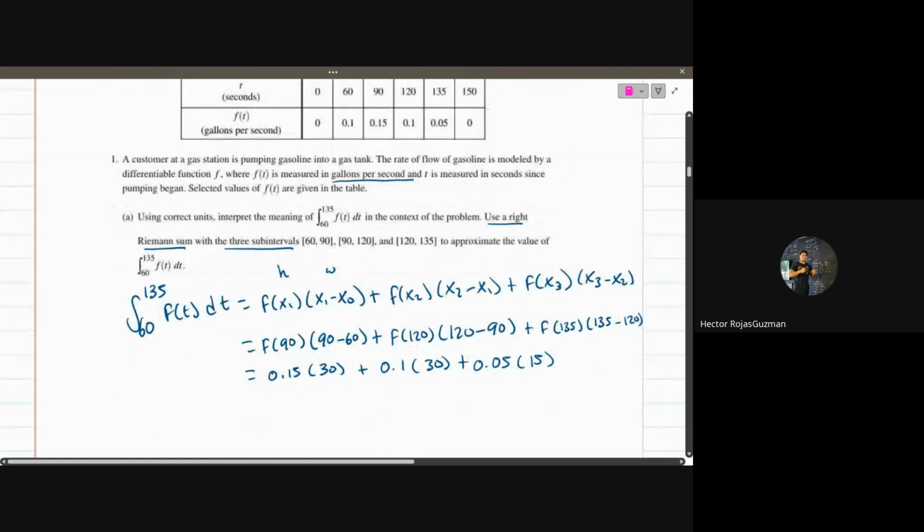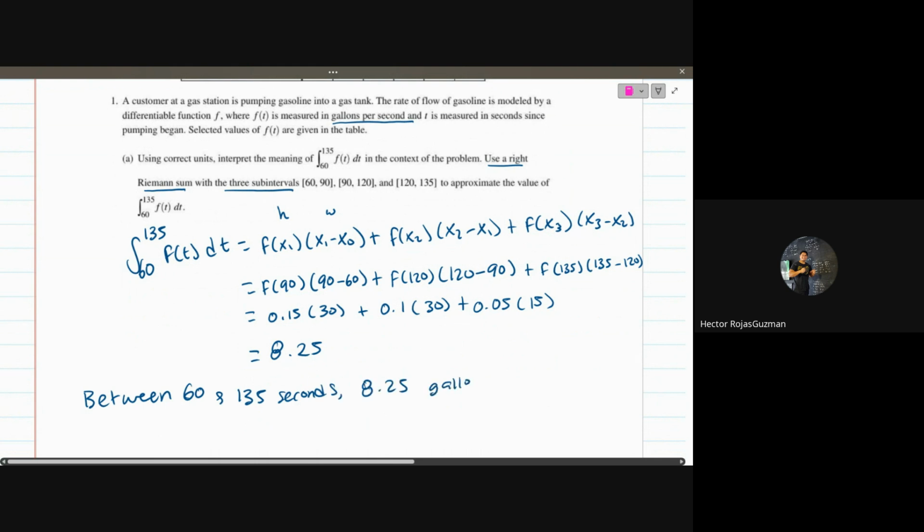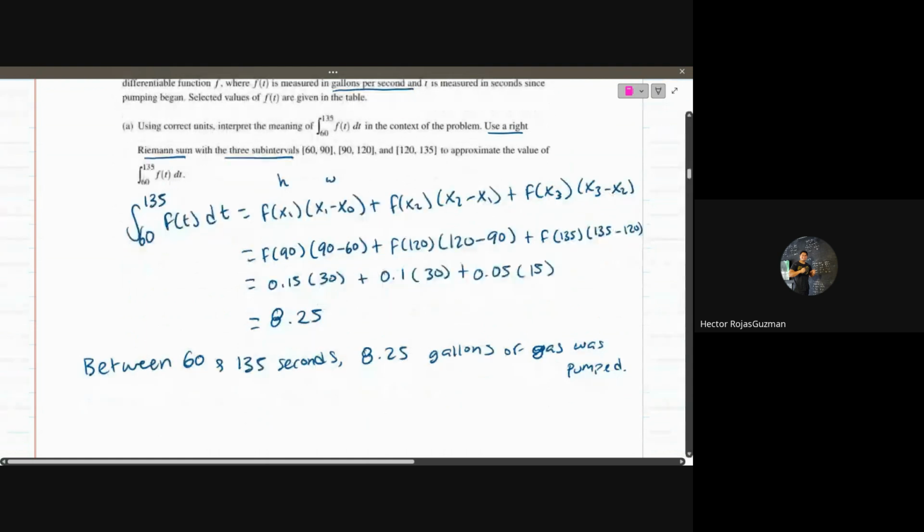Now, since we do have a graphing calculator, we can go ahead and punch everything in, giving us a total of 8.25. And now we just have to interpret the meaning. Between 60 and 135 seconds, 8.25 gallons of gas was pumped, or were pumped. Hopefully we're not penalized here by English, right? So that's what it is.